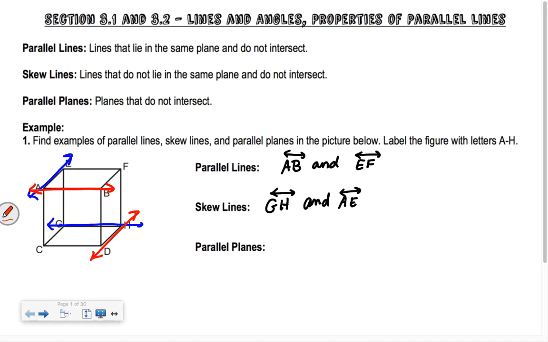So planes that do not intersect. So that's going to be like the top and the bottom, or the right and the left, front and back. Okay, and if we're going to name a plane, a lot of times we use, like I talked about, an uppercase letter that's in the corner. But sometimes we don't have that. So if we don't have it, we need at least 3 points in order to name a plane. So we use 3 points. So parallel planes would be something like ABE and GCD. Those would be parallel planes.